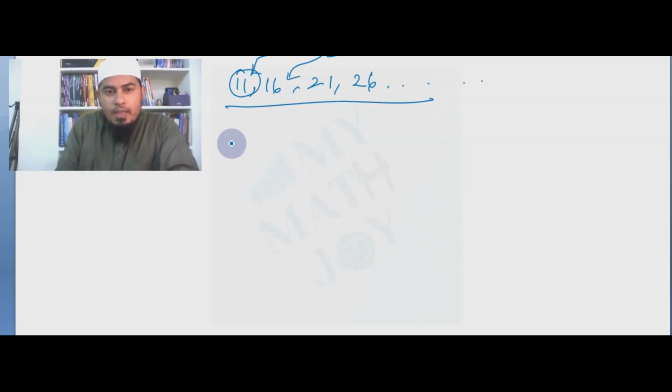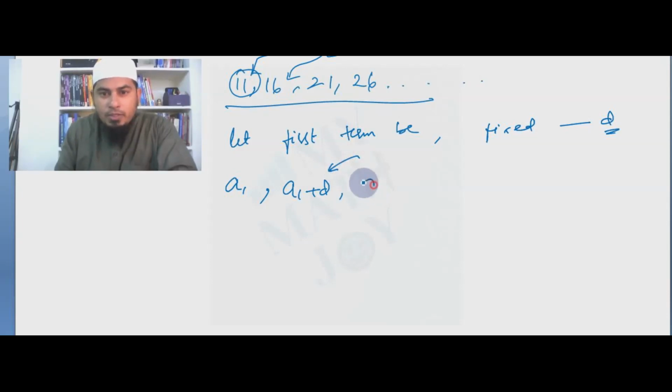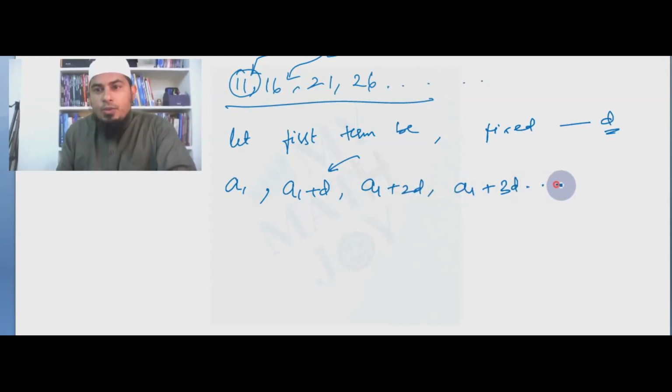Let the first term be a1. Then what is added? Another fixed number. Let us take d added to this a1, so a1 plus d. Then again d is added to this number, so you get a1 plus 2d. Again d is added, a1 plus 3d, and so on.